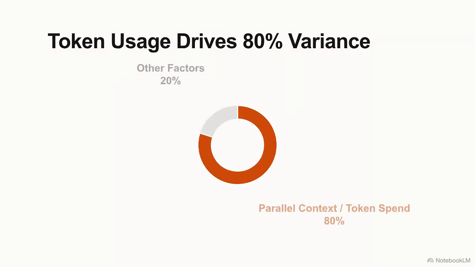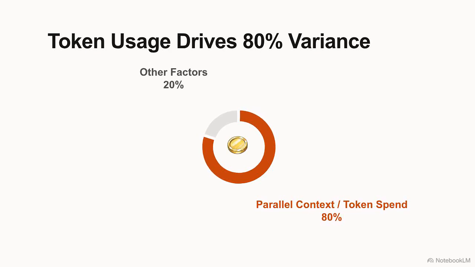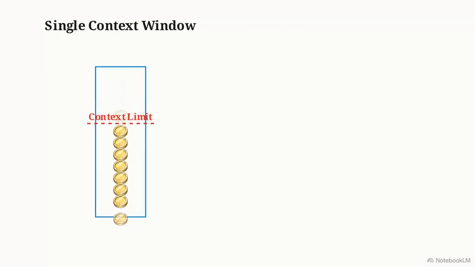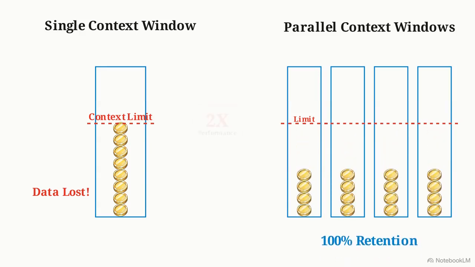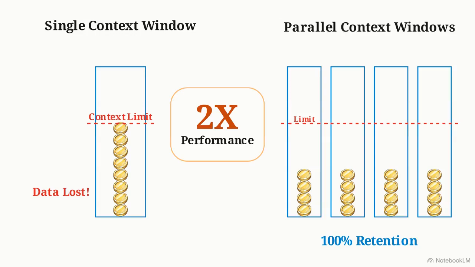This chart shows total multi-agent performance variance. You can see that token usage alone accounts for approximately 80% of the variance between successful and failed runs. Pumping millions of tokens into a single context window yields diminishing returns. Distributing that same token spend across parallel, independent context windows generates nearly double the research performance.